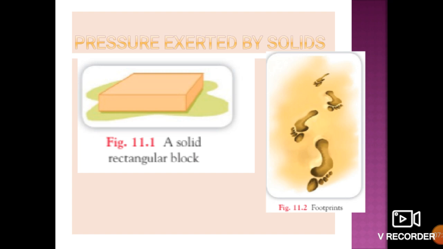See over here, it is a solid rectangular block in figure 11.1. As it is solid, all of you know that the properties of solids include a definite shape. So here we have to consider this rectangular block. If a force is exerted in a direction perpendicular to the top surface of this block, what will happen? Then this force will be transmitted along the bottom surface.